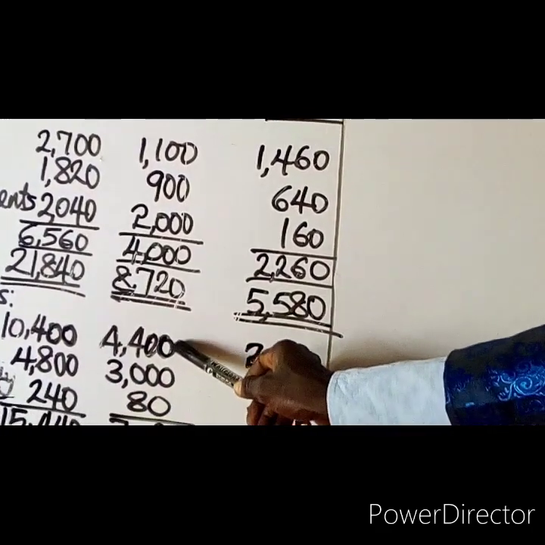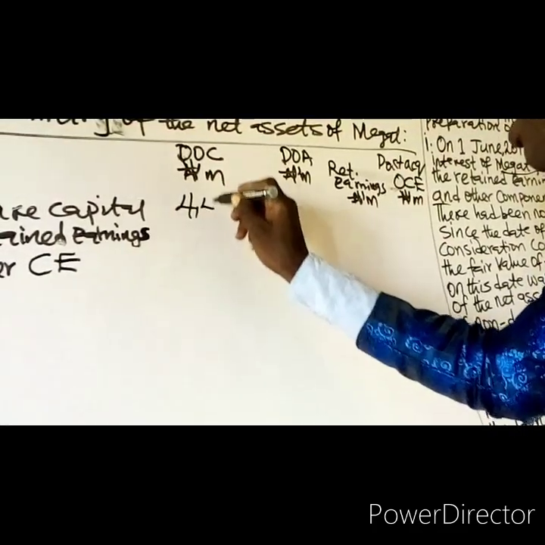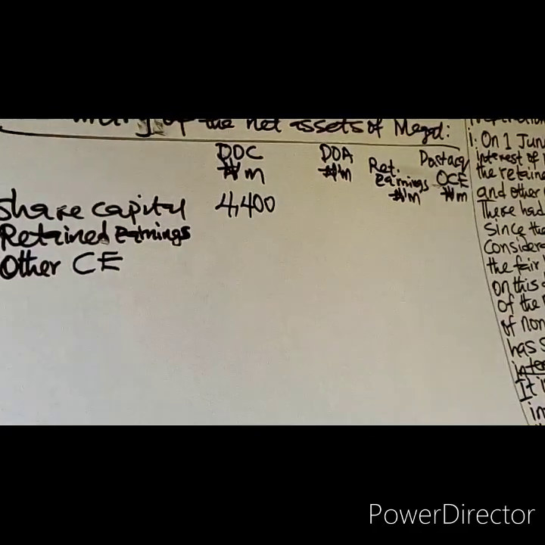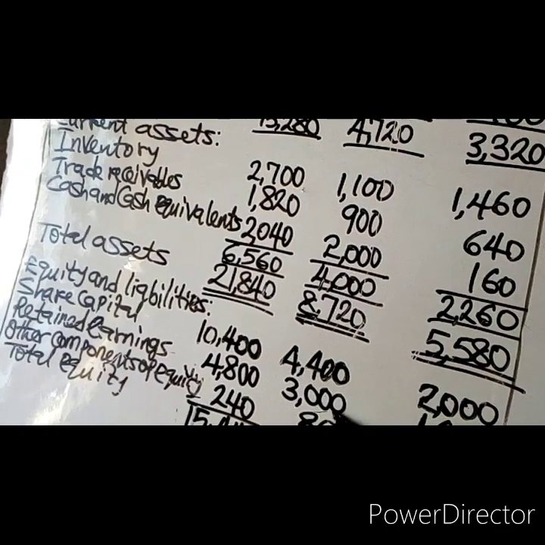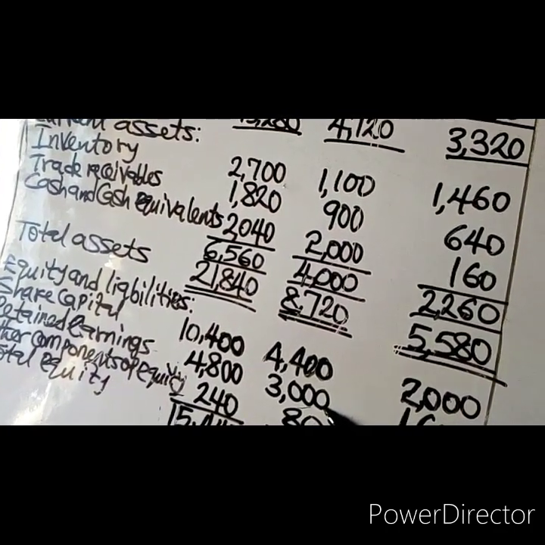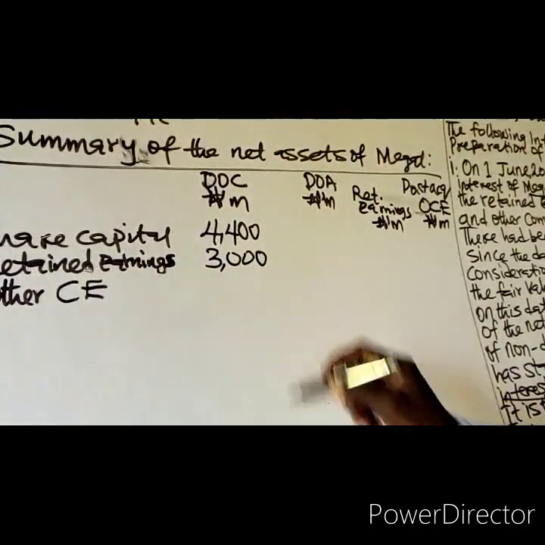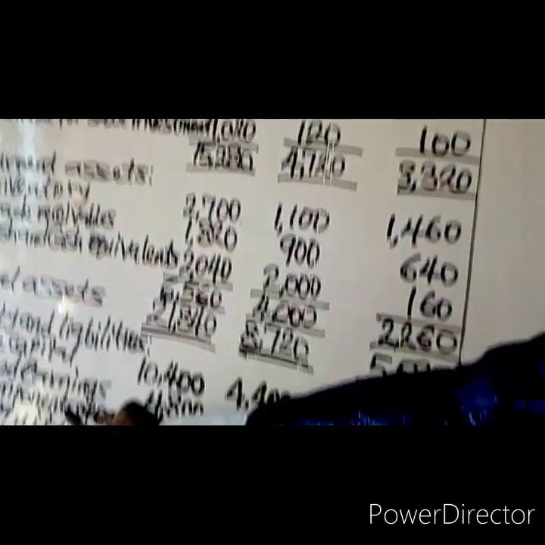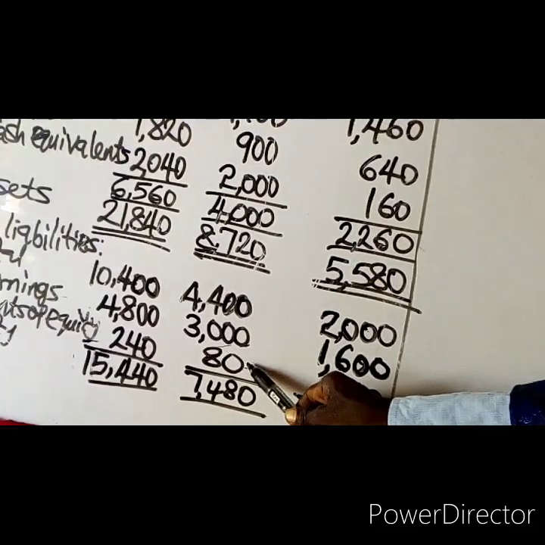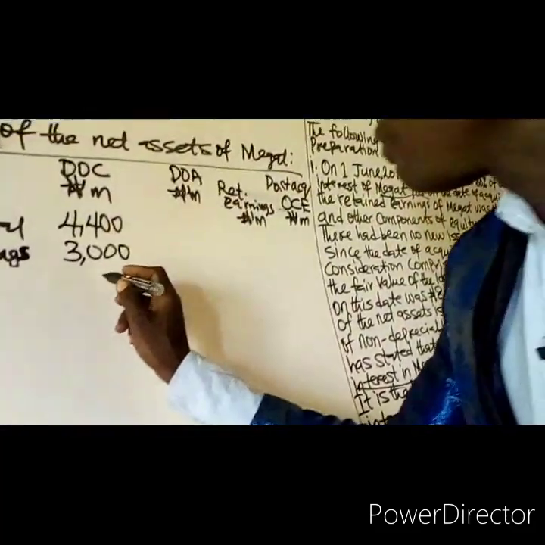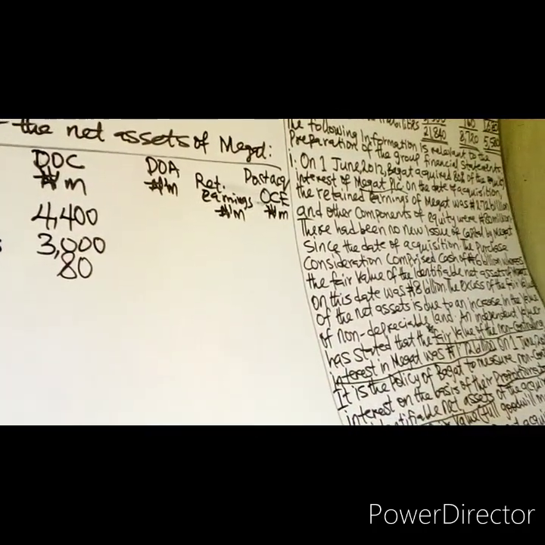And we have 4,400 as the share capital. Then we also have retained earnings of 3,000, that of Megat. Then we also have other components of equity, and we have 80 for Megat. That is the equity.